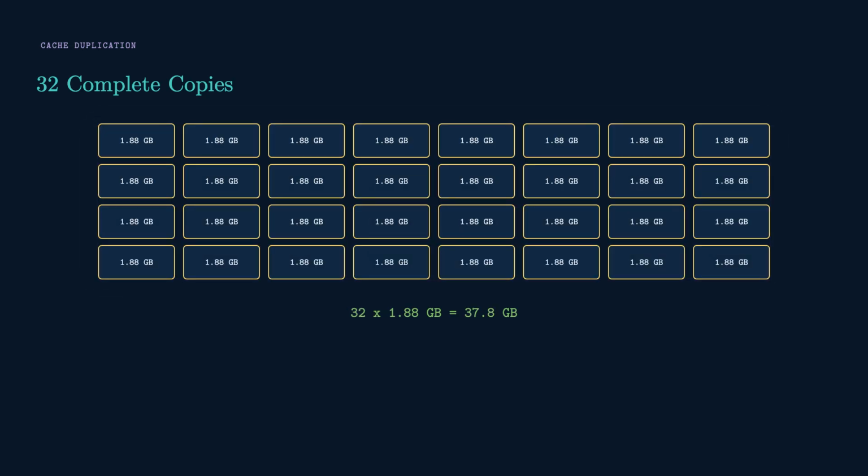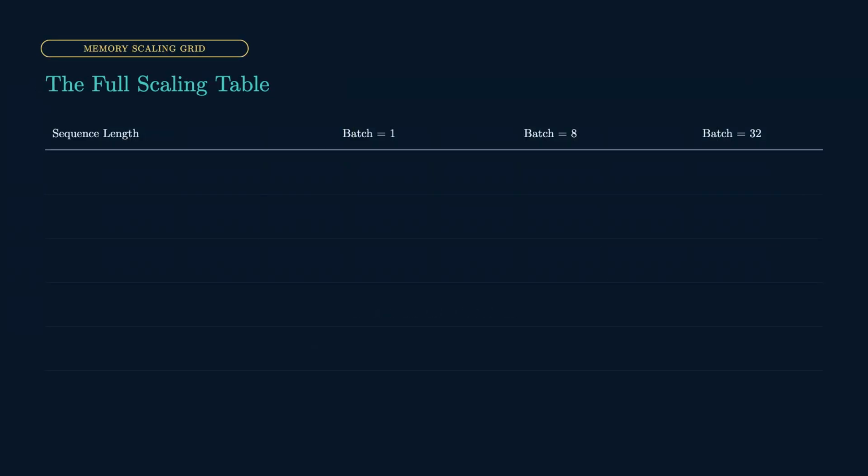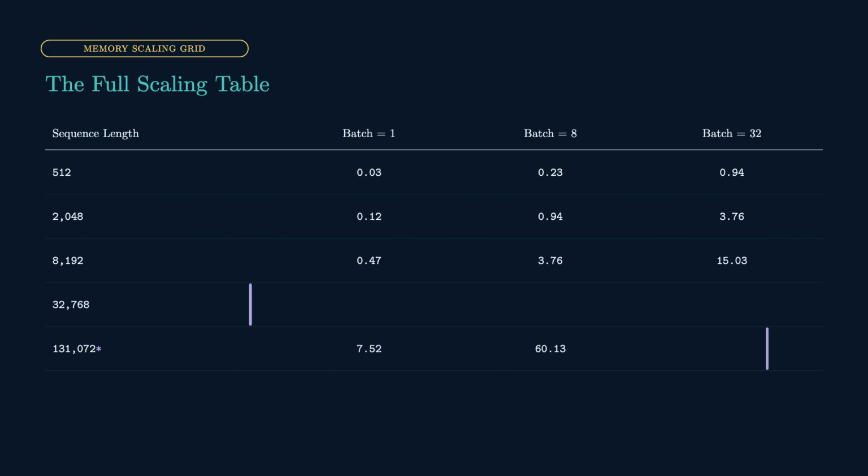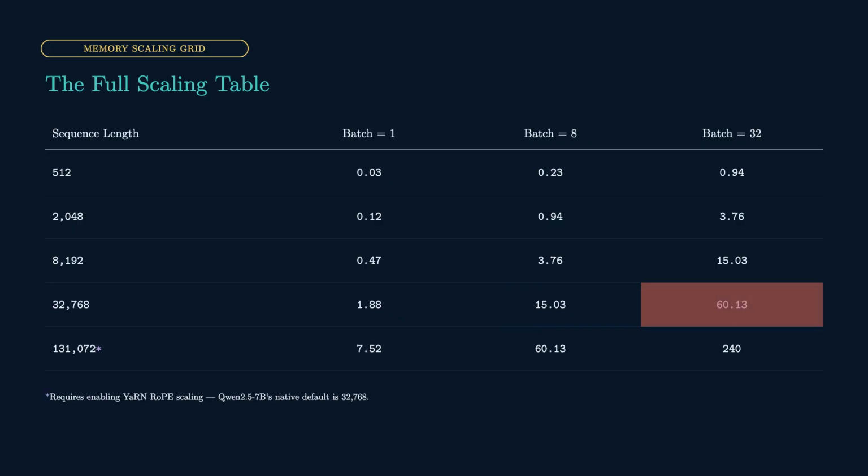At 32K context, that's 32 times 1.88 gigabytes. 60.1 gigabytes of cache alone. Here's the whole grid. 512 tokens is trivial, hundredths of a gigabyte. 2048, still comfortable. 8000 at batch 32 and you're at 15 gigabytes. 32K at batch 32, 60.13. And 131,000 tokens, which needs YaRN scaling turned on, reaches 240 gigabytes.